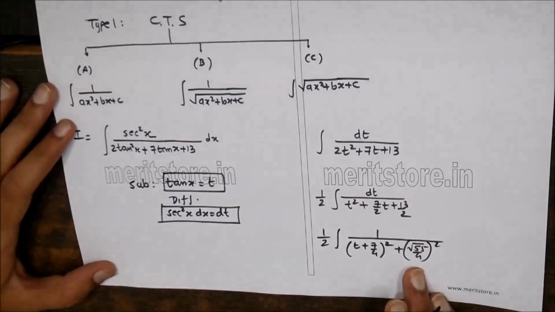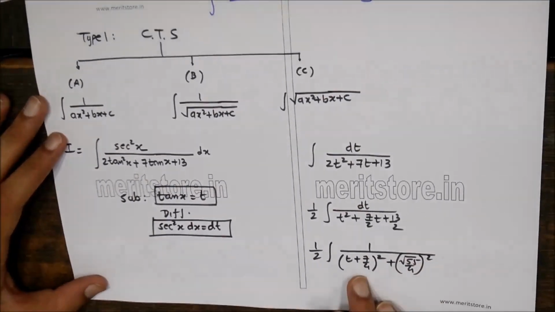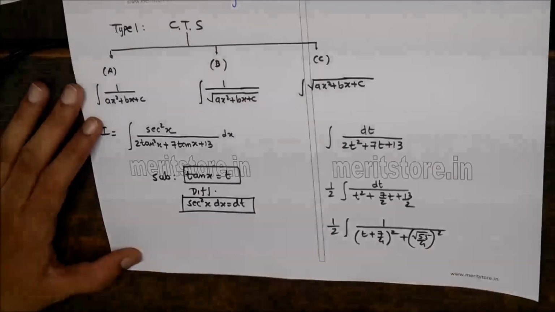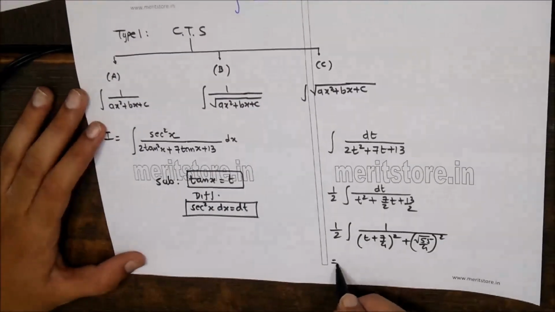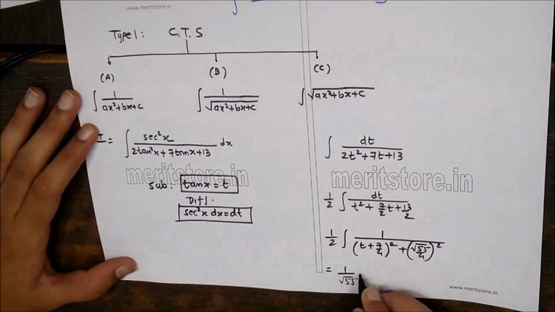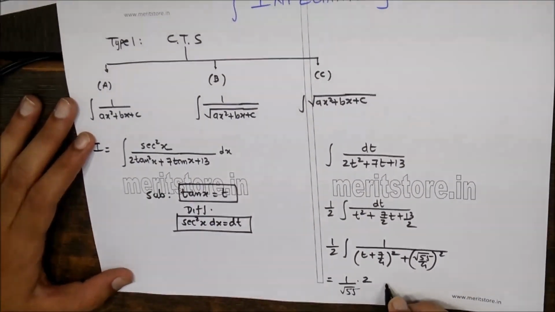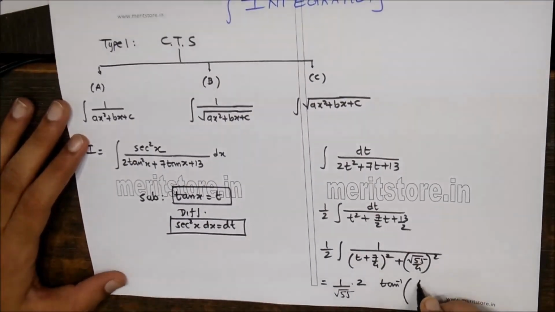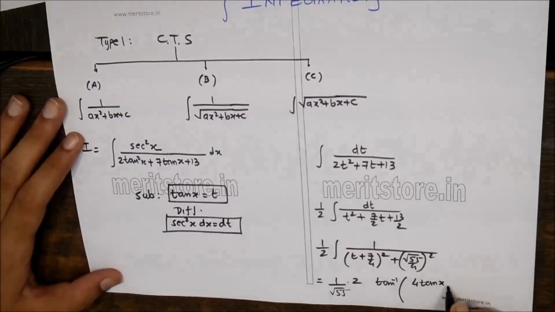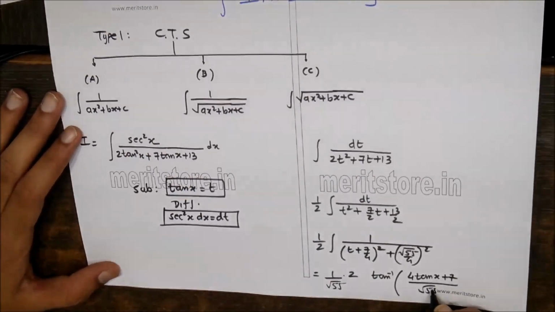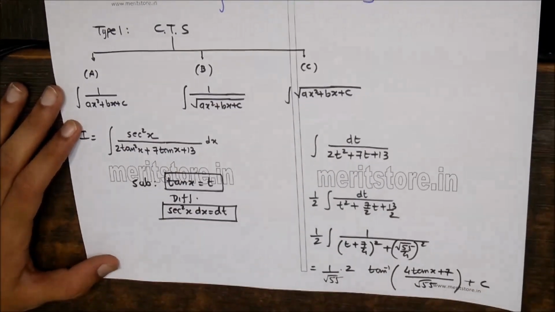We'll now apply the formula of integral of 1 upon x square plus a square, and the final answer of this would be equal to 1 upon root 55 into 2 tan inverse of 4 tan x plus 7 upon root 55 plus c.